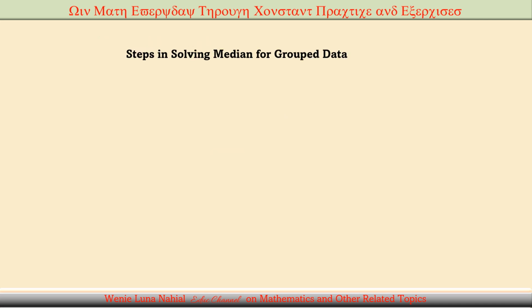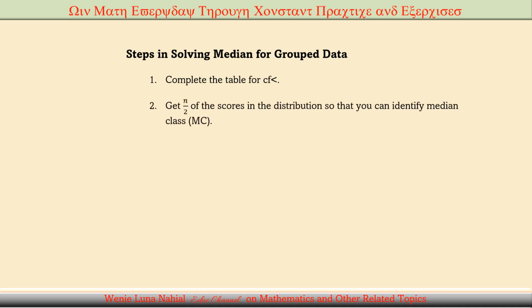Okay. Now, let's have the steps in solving the median for grouped data. First step, complete the table up to the cumulative frequency. Then, get n over 2 of the scores in the distribution so that you can identify the median class.